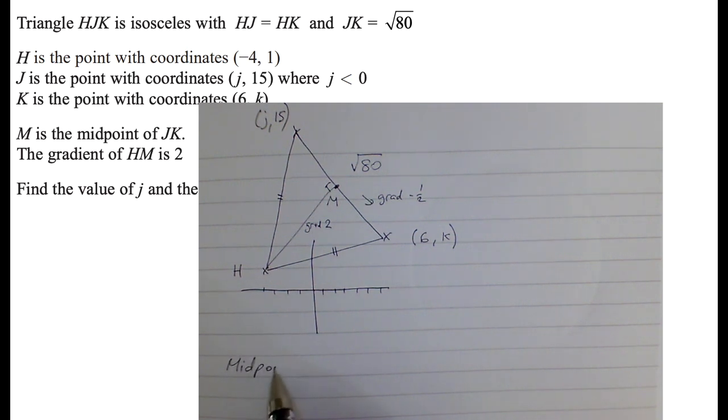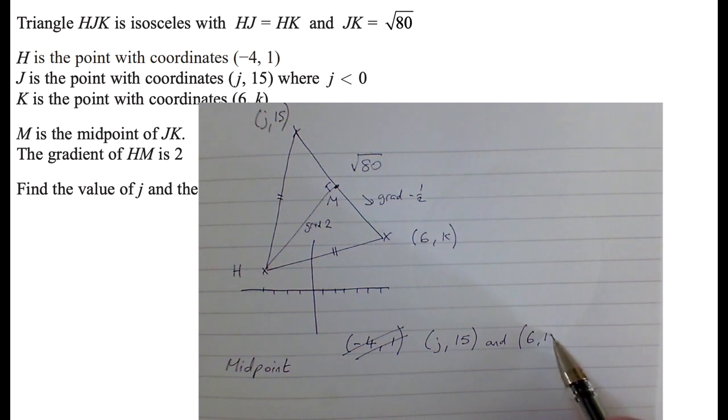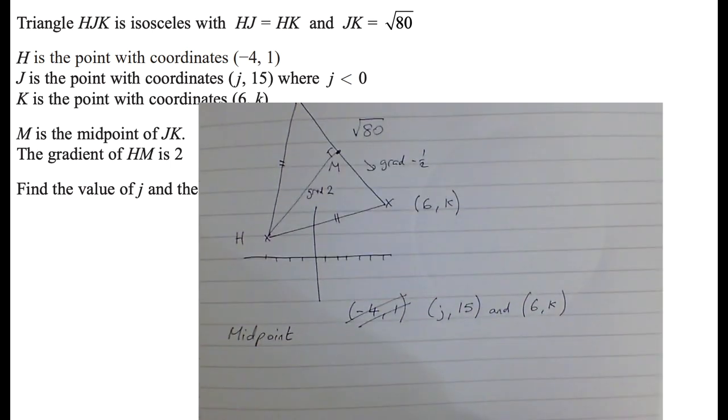I think I can come up with the coordinate of the midpoint in terms of j and k, and that could be useful. So the first thing I need to do is to write down the points j and k, not h, so I'm going to get rid of that. Cross that out, please. Okay, the midpoint of j and k. If I add the x values of the 2 and divide by 2, and then add the y values and divide by 2, that would give me the midpoint, won't it? So the midpoint's not so hard to find. It's going to be j plus 6 all over 2 and 15 plus k all over 2.